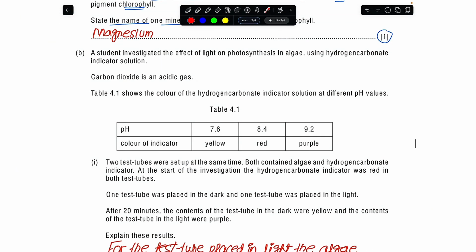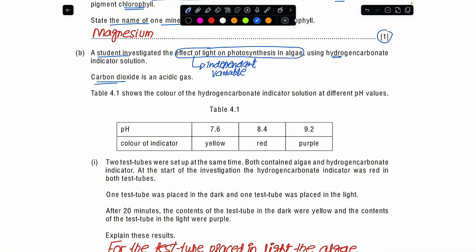If we just go to this B part, here are some students investigating the effect of light on photosynthesis in the algae. And for that purpose, they are also using the hydrogen carbonate indicator. Since we have to see the impact of light intensity on photosynthesis, this would be the variable that we are required to change, so it is the independent variable.